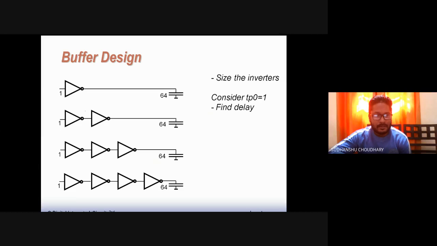Okay, now let us try to extend the same concept to designing a buffer, right? So let us say I have a buffer over here and I want to find out now the sizes of all these inverters in the buffer.